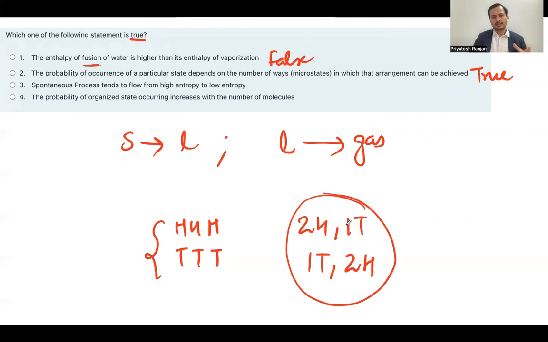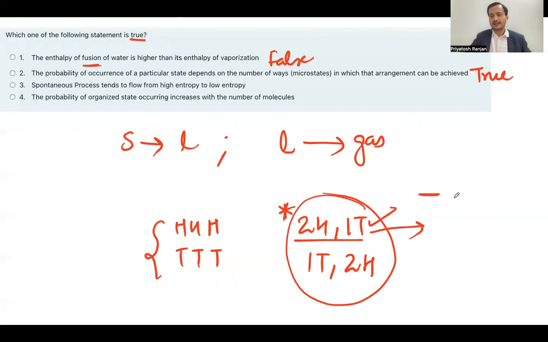Why so? Because just do some calculations and you will see the probability for these ones is going to be much higher than the three coins having the organized structure. So what I'm saying is the probability of occurrence of a particular state. Let's focus more on this state, the two heads and one tail. The probability of occurrence of this state depends upon the number of ways in which that arrangement can be achieved. True. If I have to say so, the probability of getting two heads and one tail depends upon the number of ways that can be arranged.